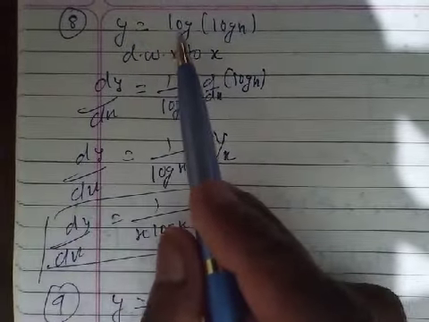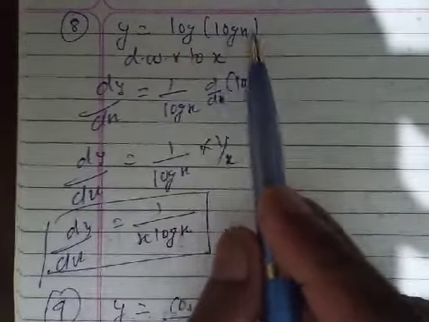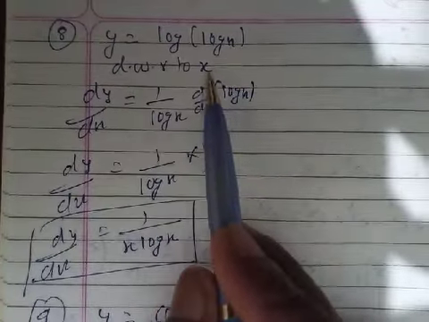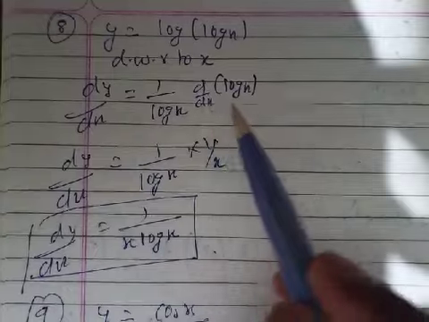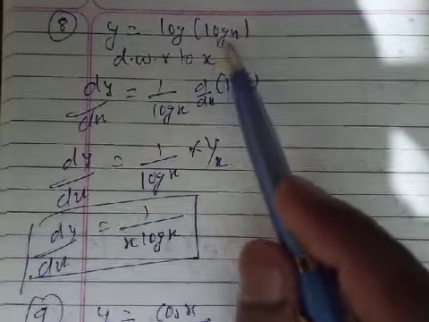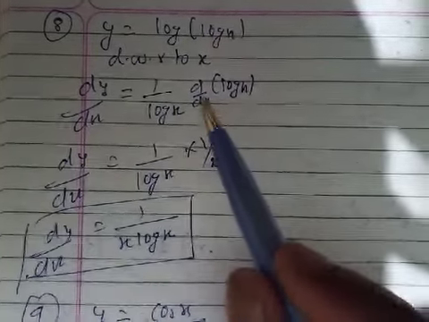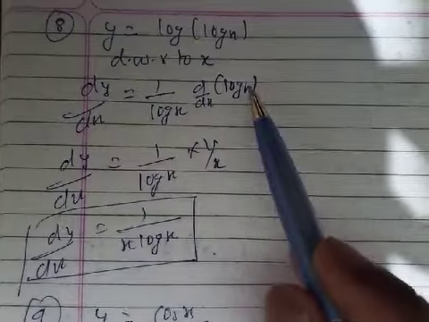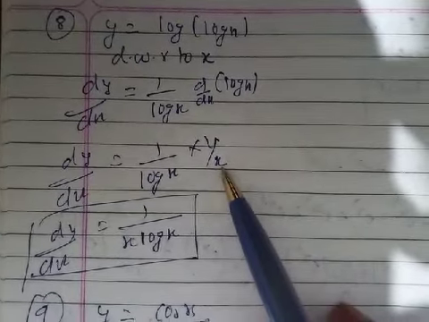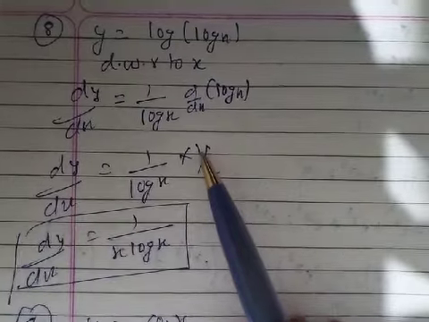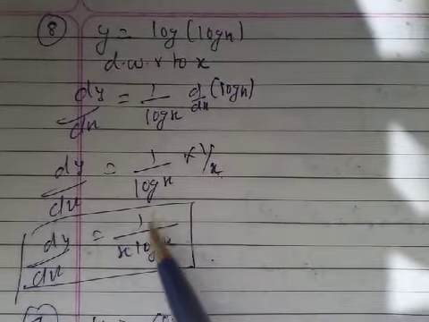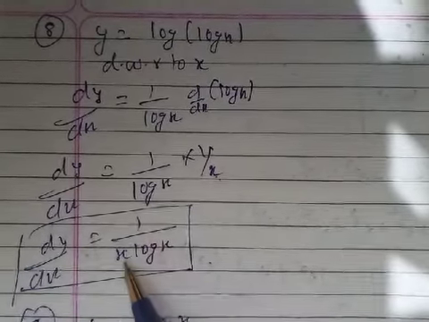So y is equal to log in the bracket log x. So derivative with respect to x. So dy by dx is equal to 1 upon log x and into derivative of inside the bracket, what is log x. So derivative of log x, again log x is what? 1 upon x. So 1 upon log x into 1 upon x. So if you multiply, you will get it as 1 upon x log x.